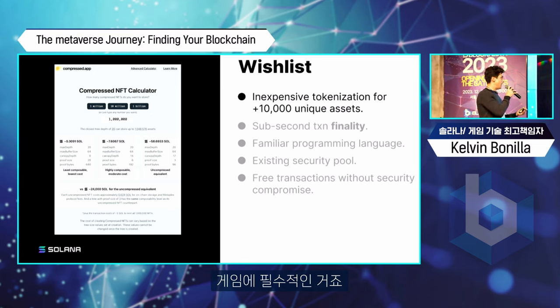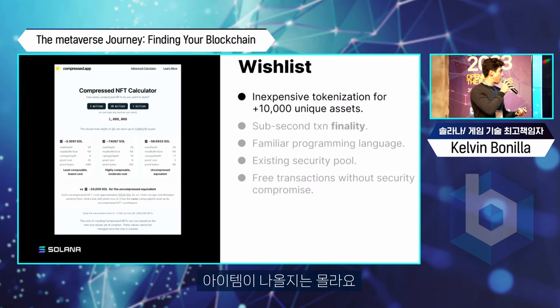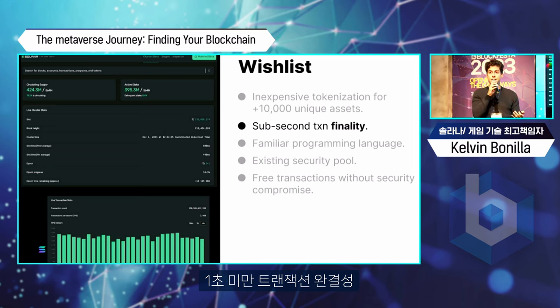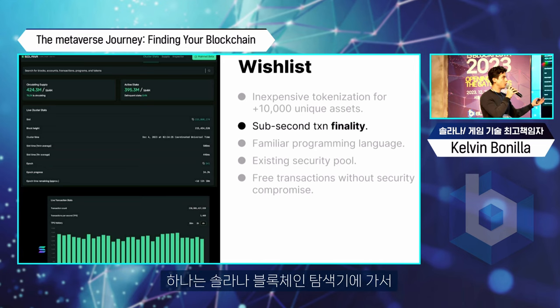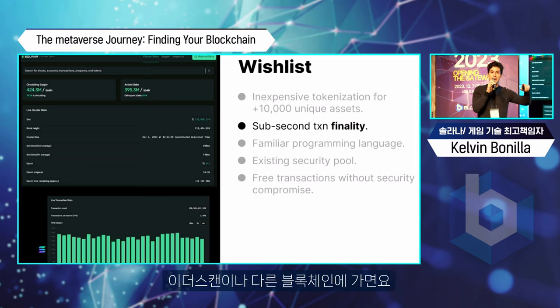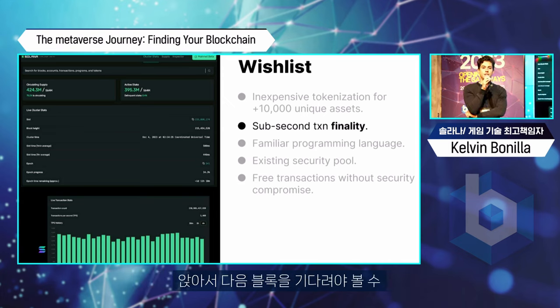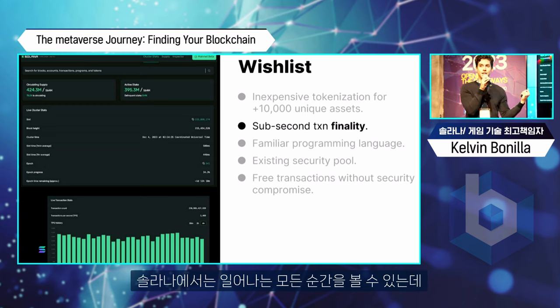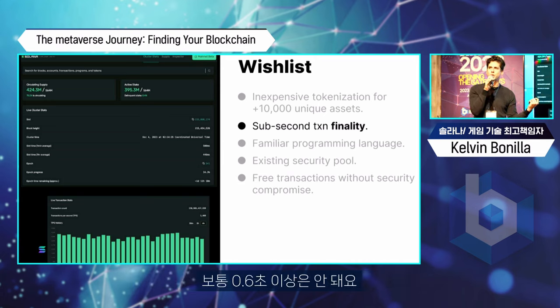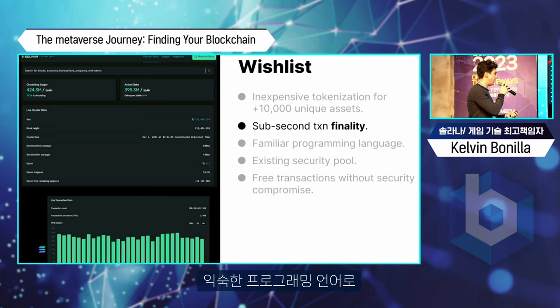This is something that is essential for a game that I don't know how many items it will have as it evolves. Sub-second transaction finality. One of my favorite things to do is go to the Solana Blockchain Explorer and actually watch transactions in real time pass. When I go to Etherscan or some other blockchain, I have to sit there and wait for the next block to see what exciting changes happen on the blockchain. With this one, I get to see every single second that happens, and it never usually goes above 600 milliseconds. That's like the highest. Usually it stays around 400. So it's a pretty dynamic throughput.